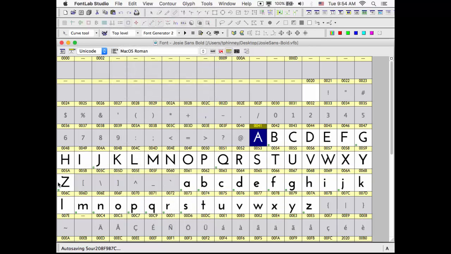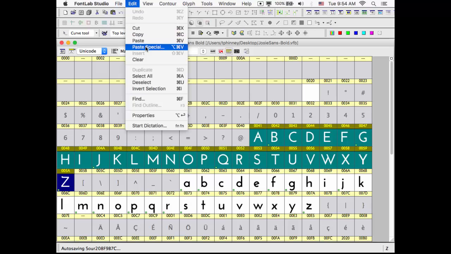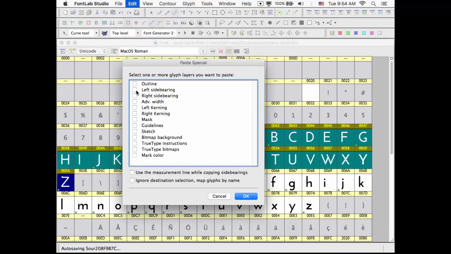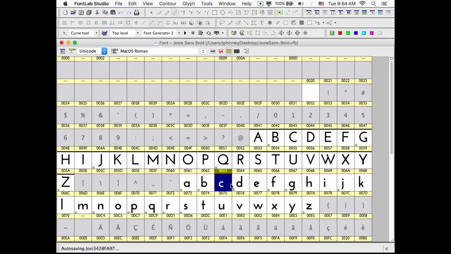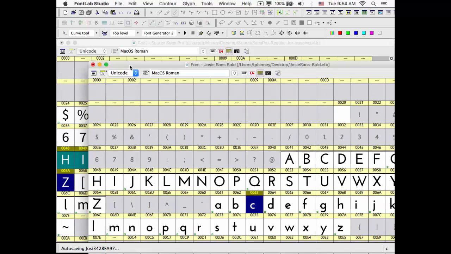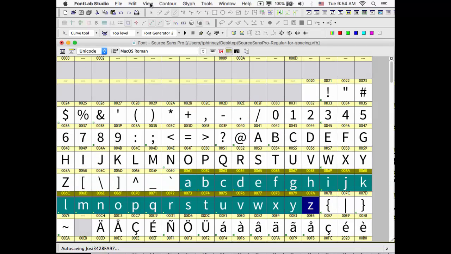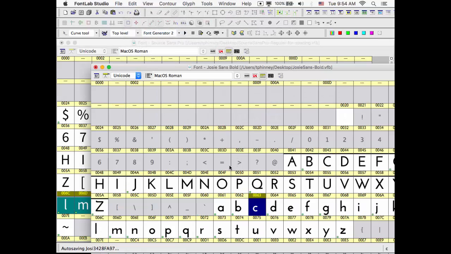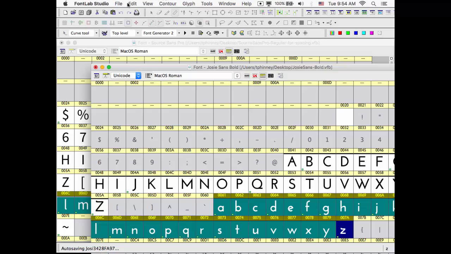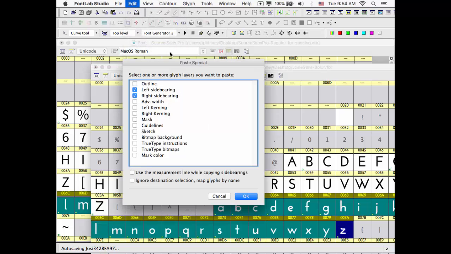take another font and do edit. Now this should work. I haven't actually tried this. Edit paste special, and oops, I just copied the caps, which I hadn't actually spaced yet. So that's not going to do anything very useful. But what if I do the lowercase, which I did actually space? Edit copy. Go to the other window. Now, will the edit paste special?